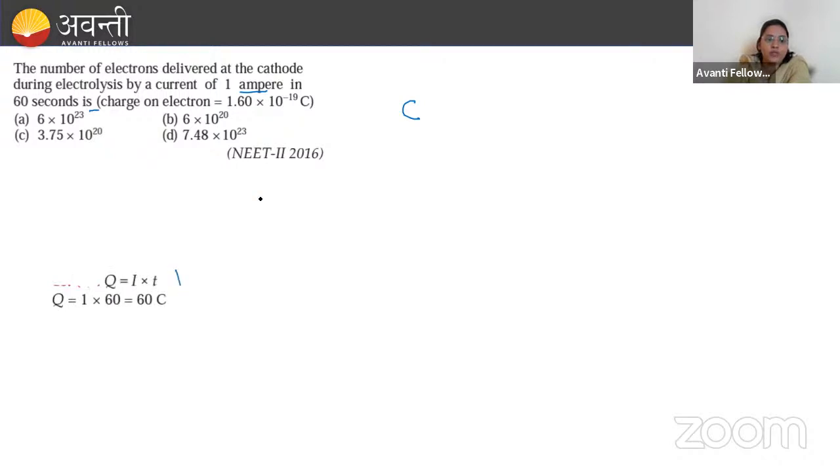See here, Q is equal to IT. Q is charge, not electricity. Charge is equal to I into T. I is 1 ampere, T is 60 seconds. This much is the charge which can be displaced. The charge on an electron is 1.60 into 10 raised to minus 19 coulomb. So divide 60 by 1.6 into 10 raised to minus 19 and you will get your answer.